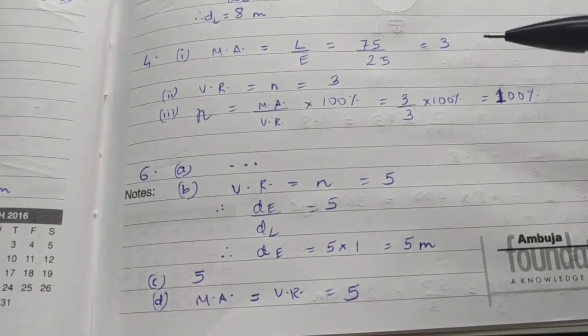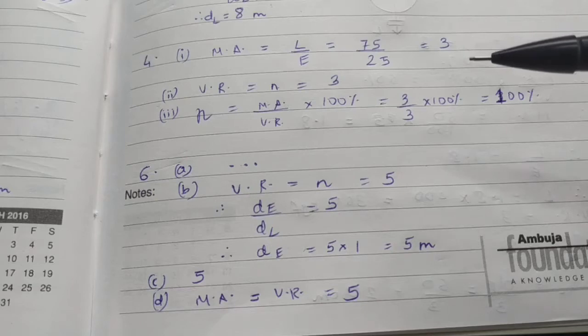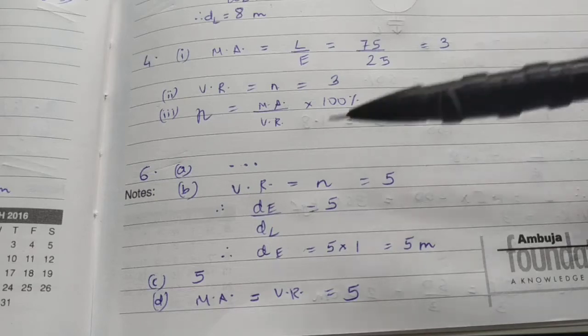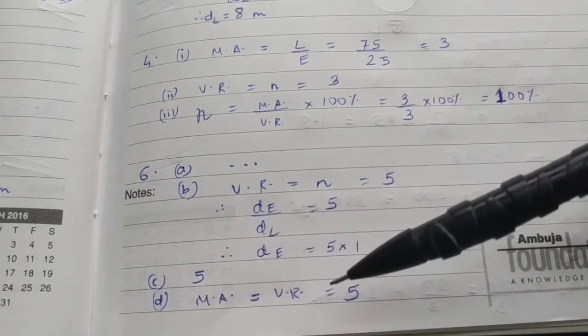And in delta, what is the mechanical advantage? Well, since they have not mentioned anything about efficiency, we have to assume it to be 100%. So mechanical advantage is equal to velocity ratio, which is equal to 5.